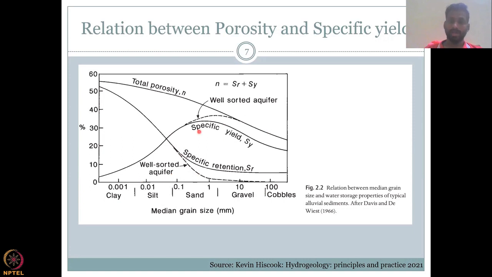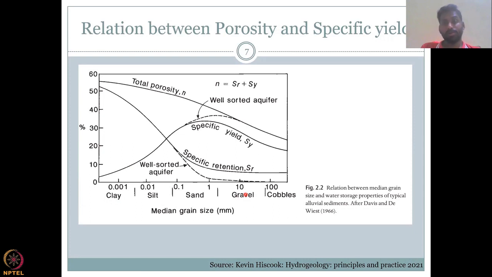So always you can add all these together to get your total porosity, and your total porosity in a saturated system is always equal to your surface retention plus specific retention plus specific yield. And these are the properties of your solid surface and also the gravity. The gravity is a constant, so you can only look at both of them as per the material. That's why you have the material on the x-axis to understand this.